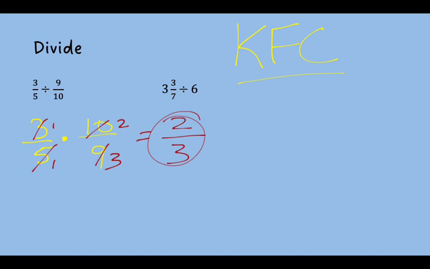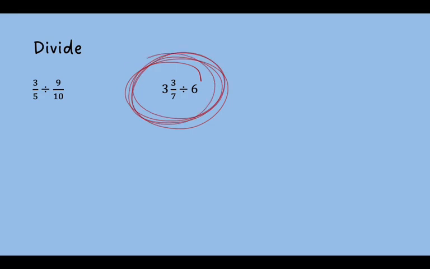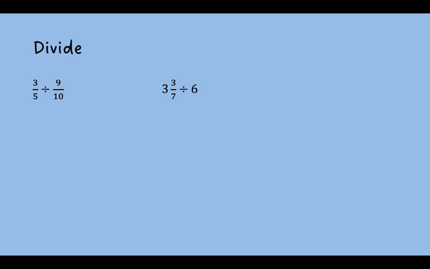Right. I get it. All right, we're going to do KFC again, but this one I'm going to have to do something with. What am I going to have to do with that one? Don't worry about writing that one down. Just watch. I would make that an improper fraction. Make it into an improper fraction. Yes, and then make it a mixed number. What is it? 24 sevenths.